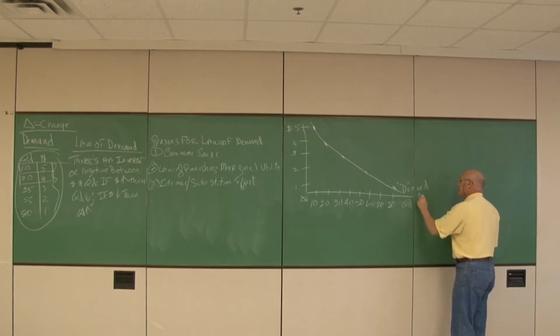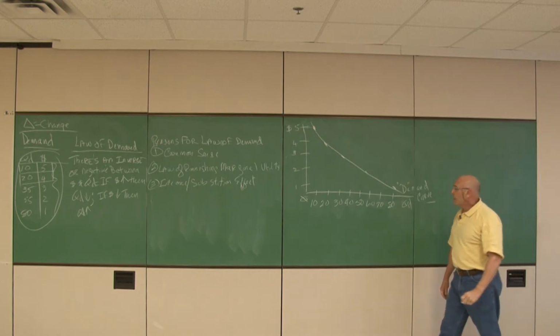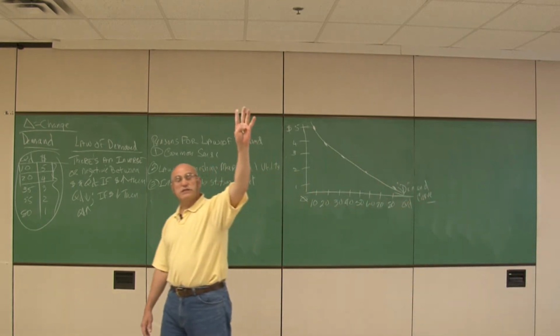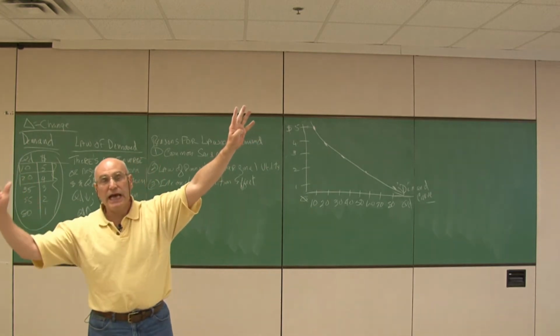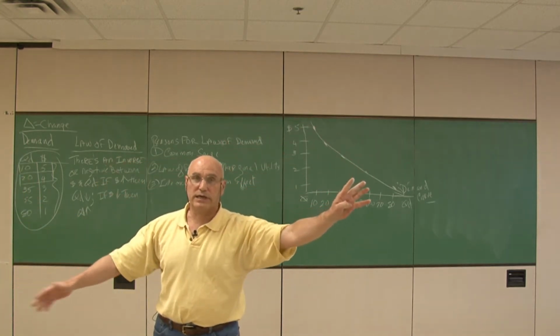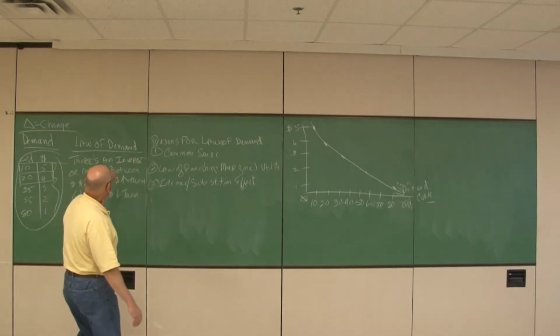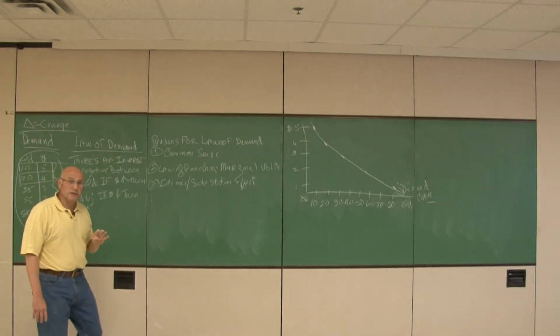We call this a demand curve, notated by the capital D. My demand curve is downward sloping, meaning that it starts in Washington, the state of Washington, and ends in Florida. So it continually slopes downward. It slopes downward because of what we call the law of demand.